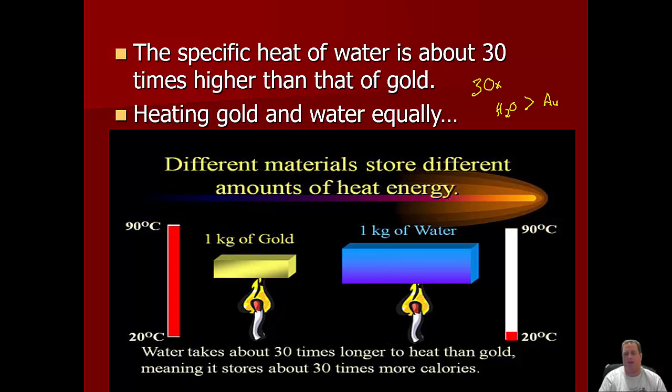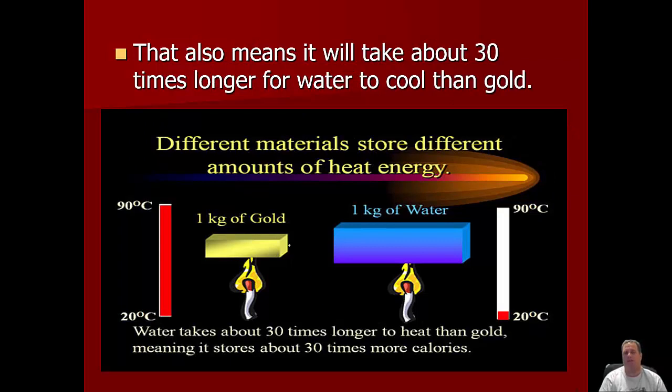And so if we were talking about kind of rates or how long it would take, assuming we put the energy in at the same rate, so same setting on a stove or put them both in the same temperature oven, it's going to take the water about 30 times longer to heat up than the gold. Now, in heating and cooling rates, there's a little bit more to it, but as far as we're concerned, that's the basic foundation understanding.